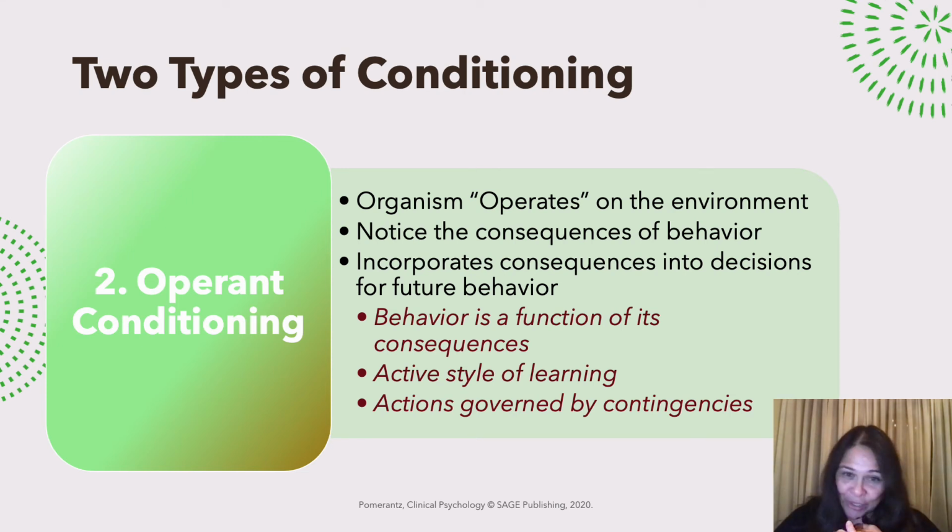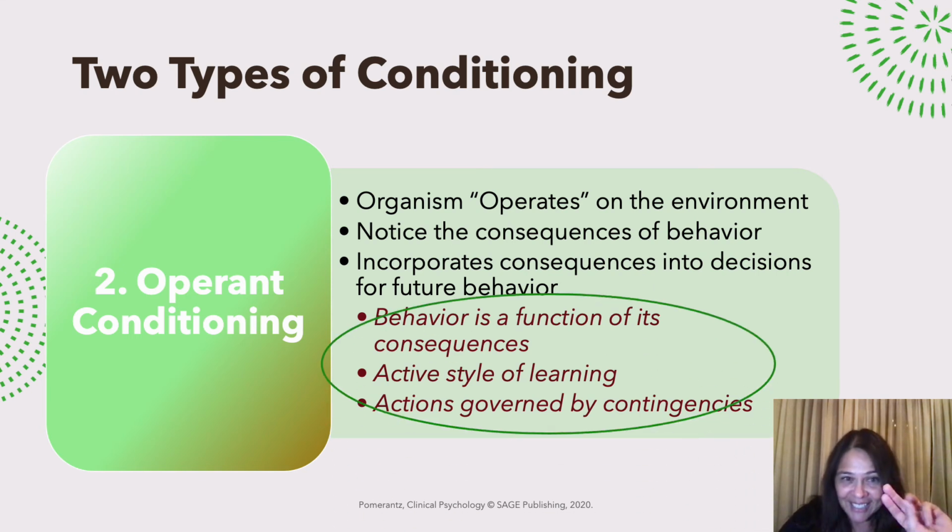Like everything that we do, we understand that there are these underlying consequences, and we've sort of scanned them out a bit and have had some experiences to understand what those consequences are. It's an active style of learning, and our actions are governed by contingencies. We're going to learn a lot more about contingencies when we get into contingency management. Again, those are the three main components you need to understand about operant conditioning before we move forward.